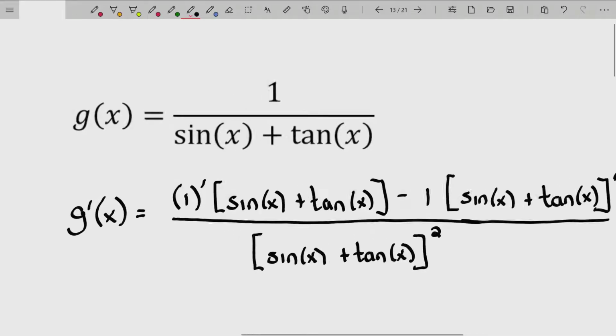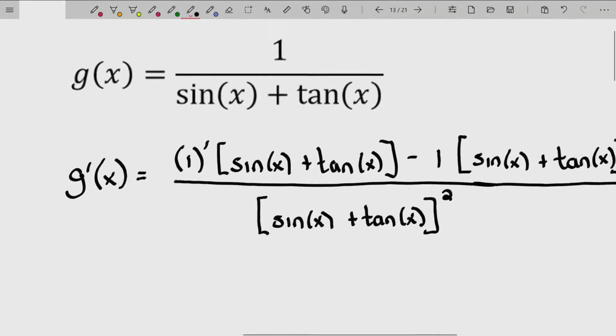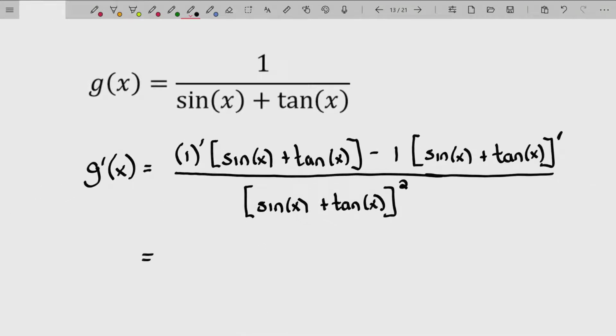Derivative of 1, that's 0. So this first term just disappears. So we get equals a negative, some stuff on top. Remember to keep that bracket on there because that negative will distribute through the bracket.